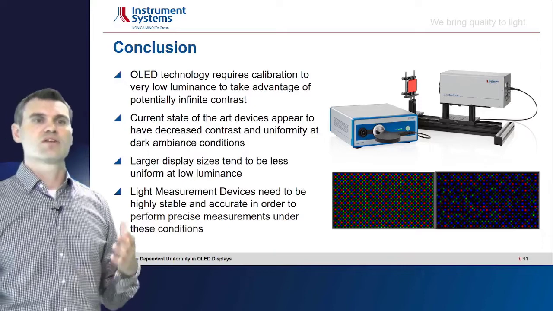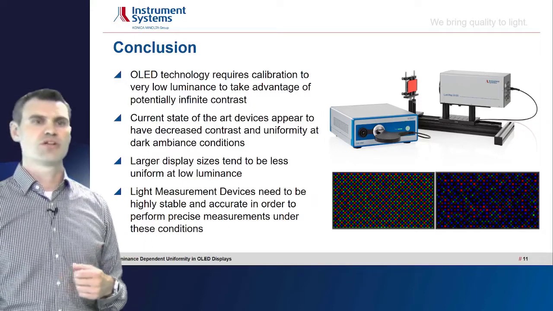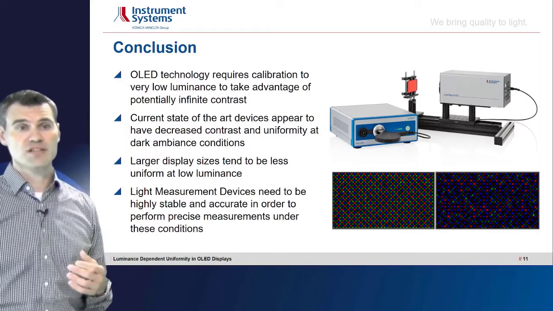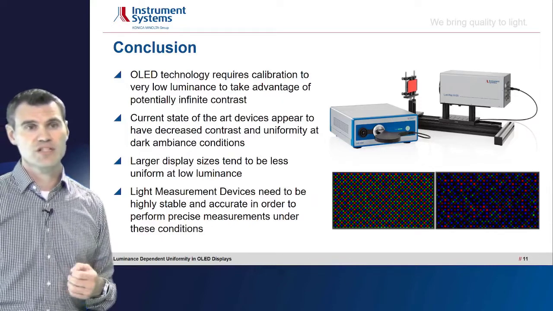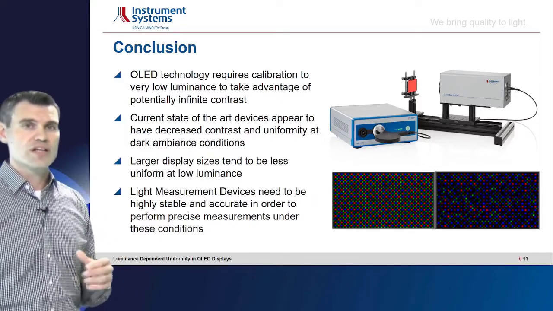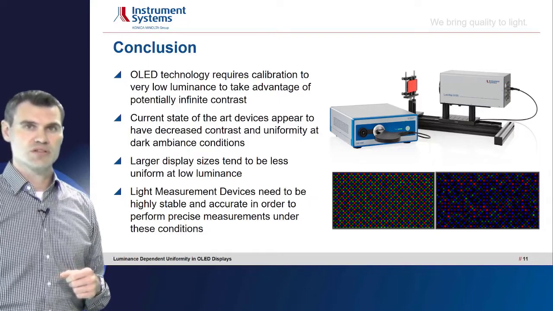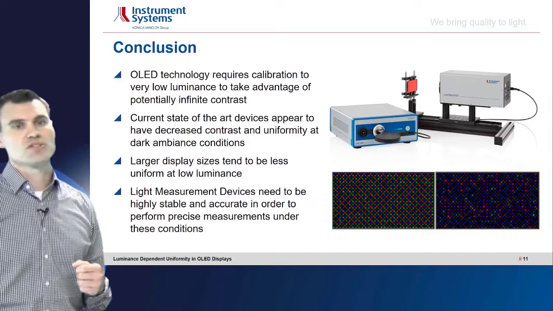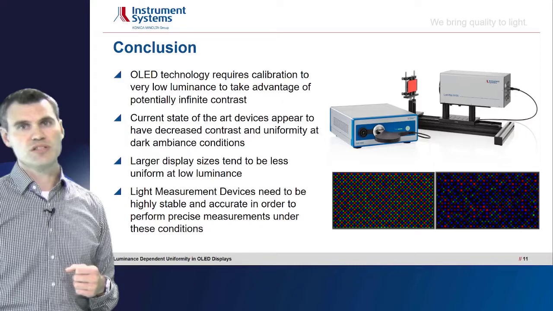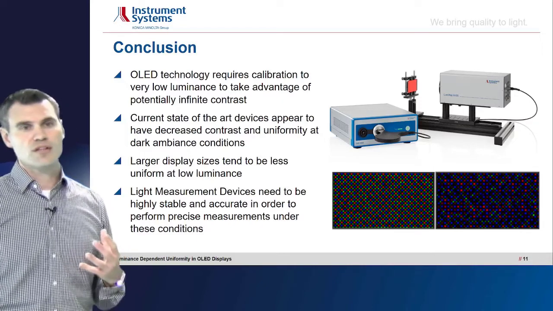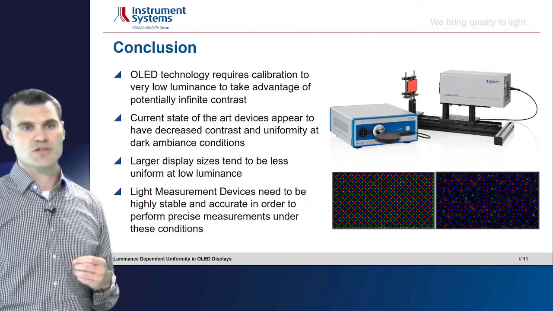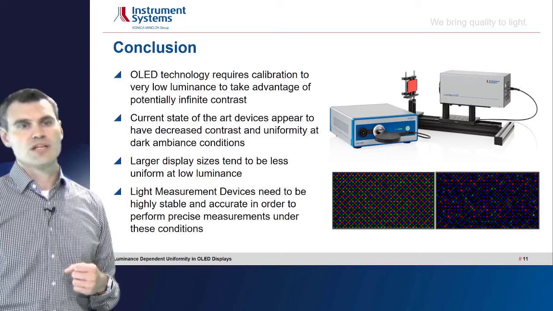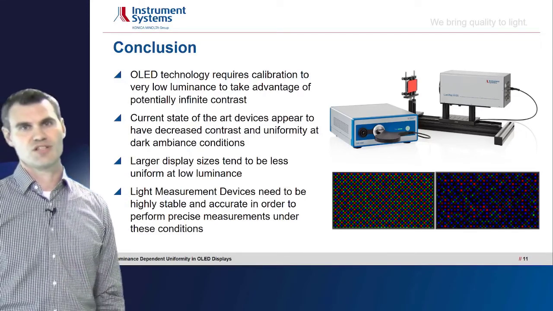So we have said that OLED technology requires calibration to very low luminance in order to take advantage of the potentially infinite contrast. However, we have seen that current state-of-the-art devices appear to have decreased contrast and uniformity in the range of low luminance at very dark ambient conditions. You can imagine that this is even more critical for larger display sizes because they tend to be less uniform at low luminance. So there's really the need for light measurement devices which are able to assure high stability and high accuracy also at low luminance in order to perform precise measurements under these conditions.